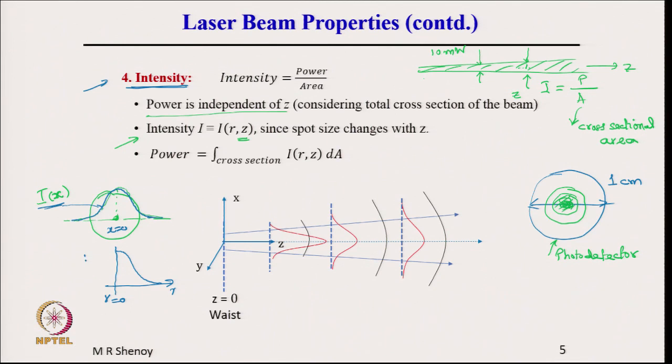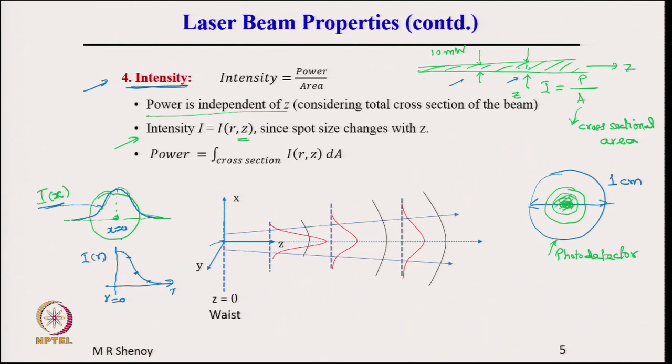This is I of r at a particular z. It is a function of z because the spot size increases as z increases. That is why the intensity is a function of r and z. It is a function of r because the intensity here is different from the intensity here, and the intensity is maximum at r equal to 0. The intensity is maximum on the axis.